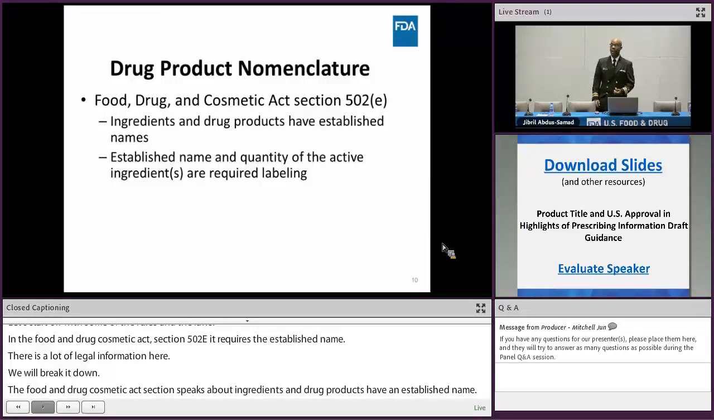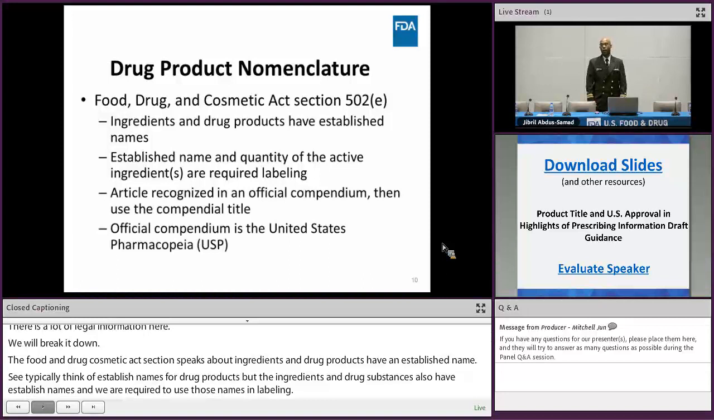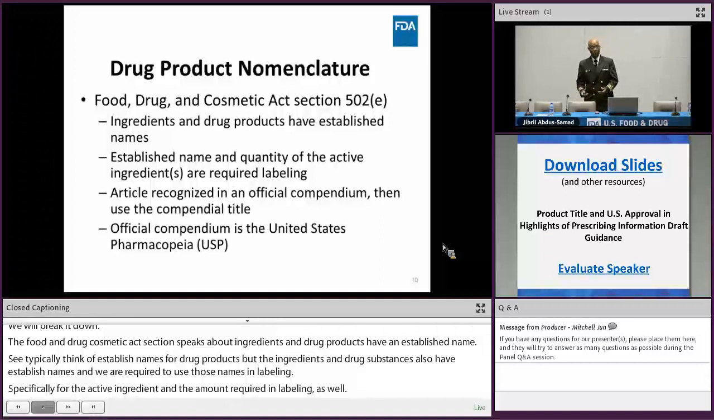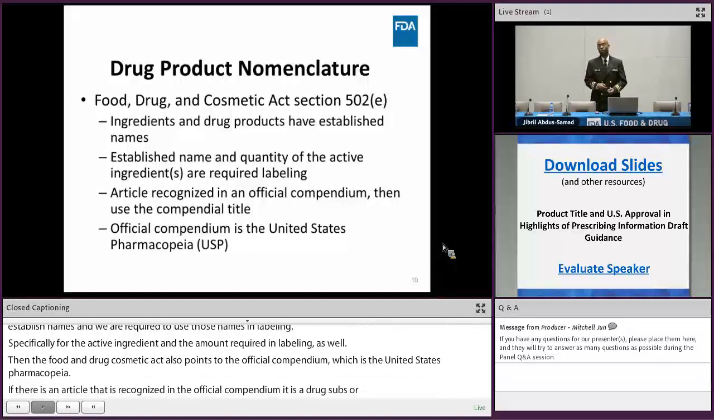Specifically, the established name for the active ingredient and the amount is required in labeling as well. The Food and Drug Cosmetic Act also points to the official compendium, which is the United States Pharmacopoeia. If there's an article recognized in the official compendium, the USP, whether it's a drug substance or a drug product, that is the name you have to use. Debbie's previous talk spoke about that as well, so a consistent message here.